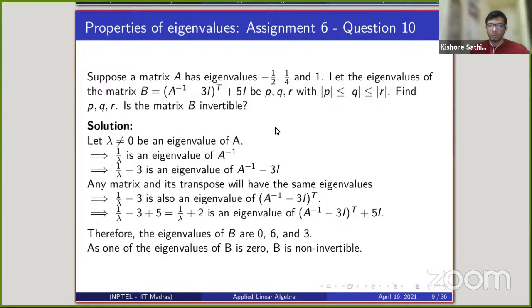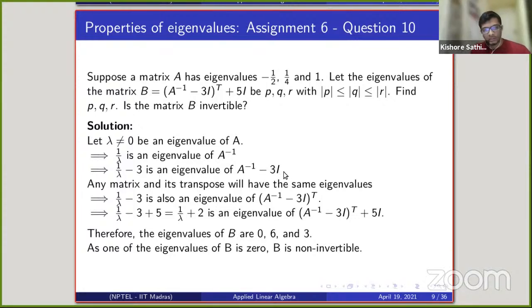So the first property we use is that if lambda is an eigenvalue of A, 1 by lambda is an eigenvalue of A inverse. So A inverse will have the eigenvalues 1 by lambda, so minus 2, 4, and 1. And then 1 by lambda minus 3 will be an eigenvalue of A inverse minus 3I. So this is the second one.